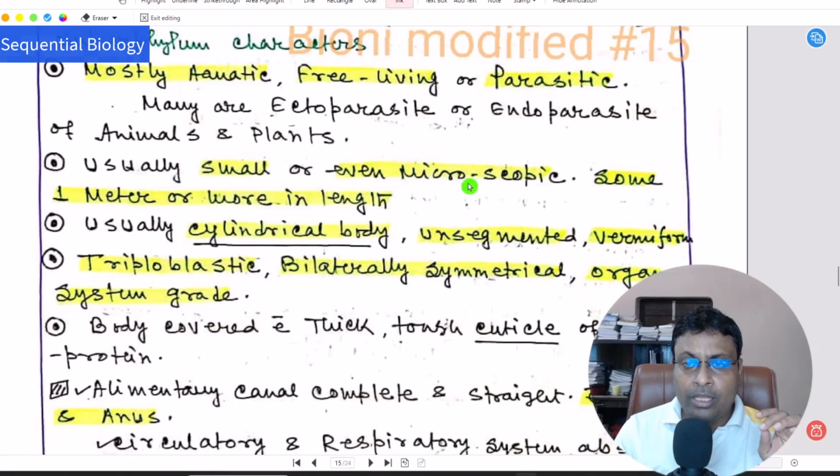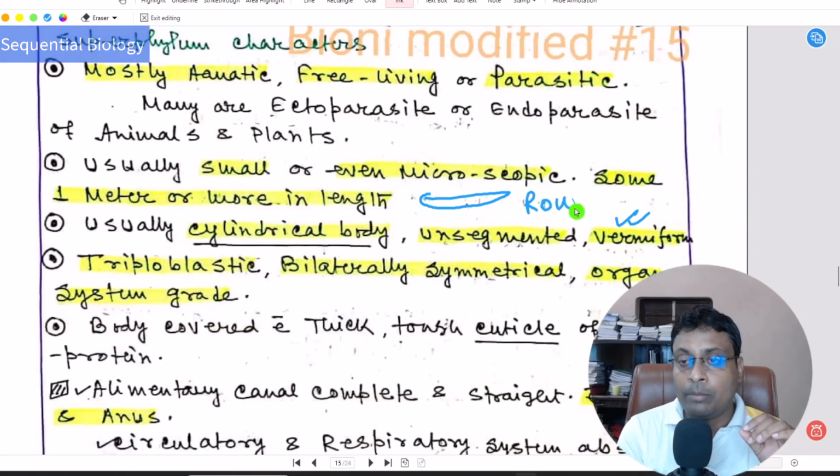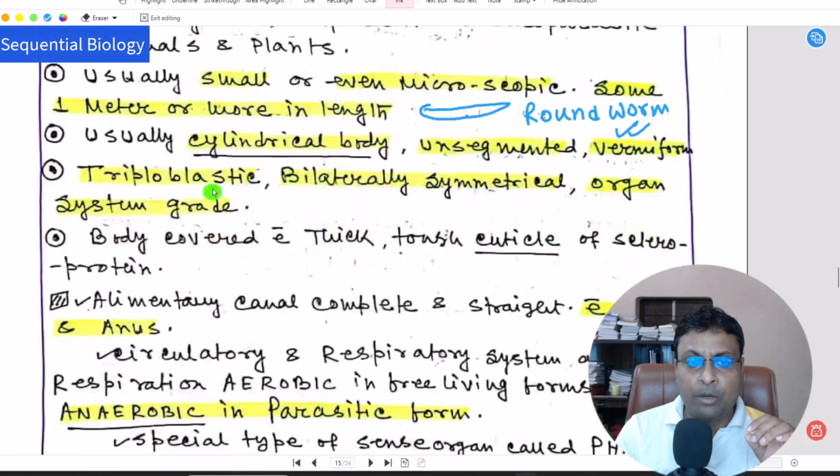Usually they are small or even microscopic. Some members may be microscopic but some are 1 meter or more in length. Usually they have a cylindrical body, and in the cylindrical body no segmentation can be found, that is, their body form is vermiform, and since their body is cylindrical, they are also known as roundworms. The representative of the phylum Platyhelminthes was flatworm, but they are roundworm. And they are triploblastic animals.